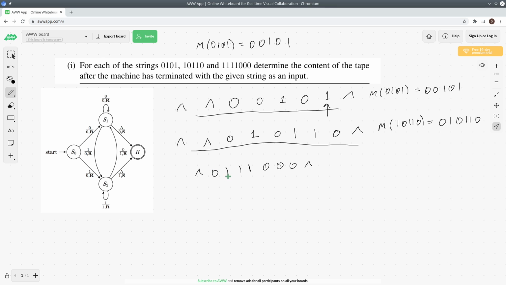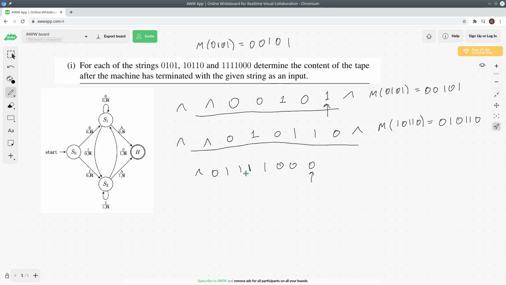I see a 1, write a 1, move right, move right, move right. See a 0, write a 1, move right. Now I'm in S1. See a 0, write a 0, move right. See a 0, write a 0, move right. See a blank, write a 0, move right, and then stay.